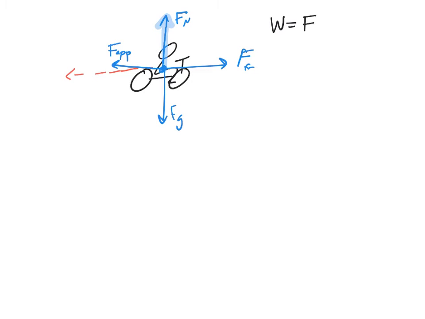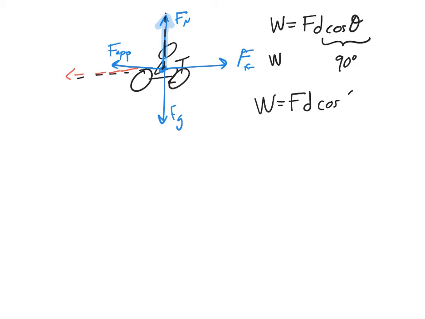equal to force times the distance times the cosine of the angle between them. So work is equal to, well, we're really going to be focusing on this. The object is going this direction, and the force is this direction. What's the angle between them? It's 90 degrees. So work is equal to force times distance times the cosine of 90 degrees. Cosine of 90 degrees is 0, so work is 0.